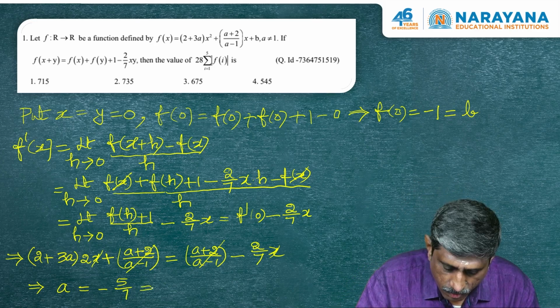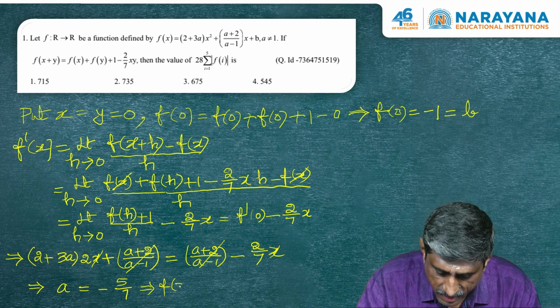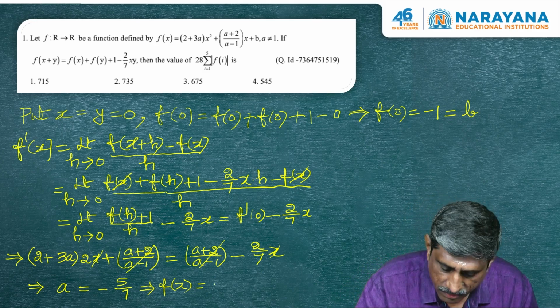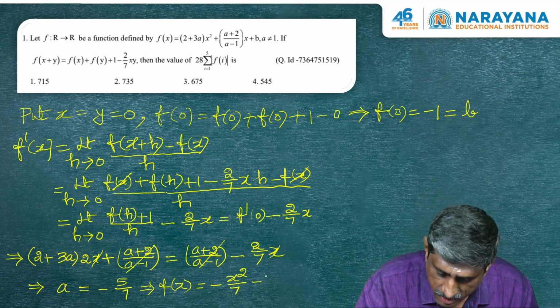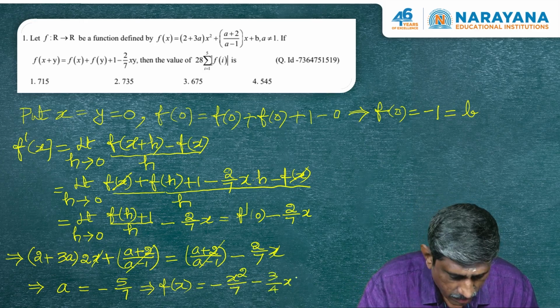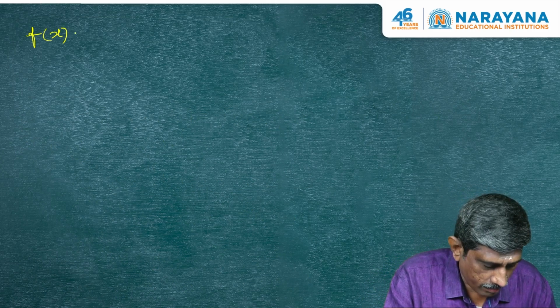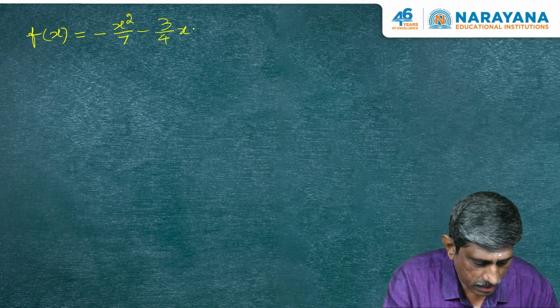When we simplify, from this we get the function f of x. When you put the values of a and b here, finally we are getting the value of f of x as minus x square by 7 minus 3 by 4 into x minus 1. This is the function f of x. We found the value of f of x as minus x square by 7 minus 3 by 4 into x minus 1.